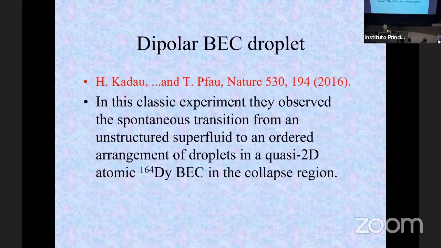So dipolar droplet, this was seen first in this experiment in 2016. In this classical experiment, they observed that there is spontaneous transition from an unstructured superfluid to an ordered arrangement of droplets in a quasi-2D dipolar BEC in the collapse region where collapse would be expected. What is the collapse region?